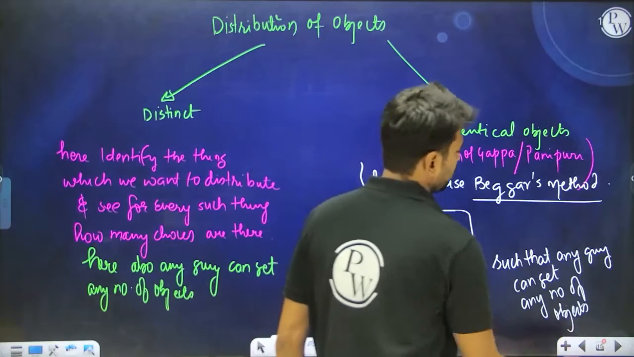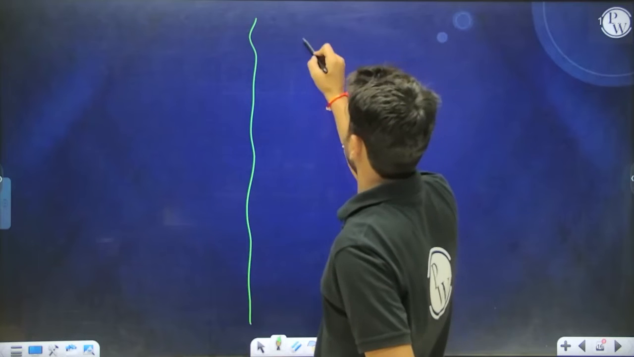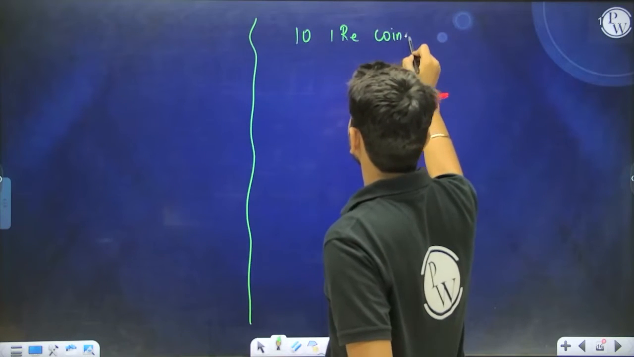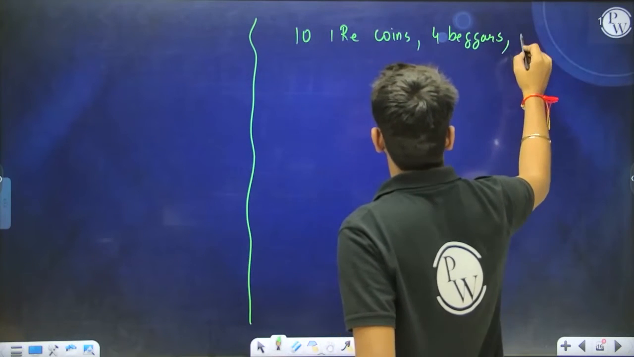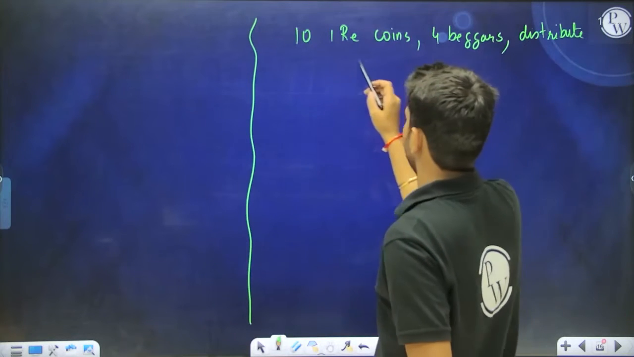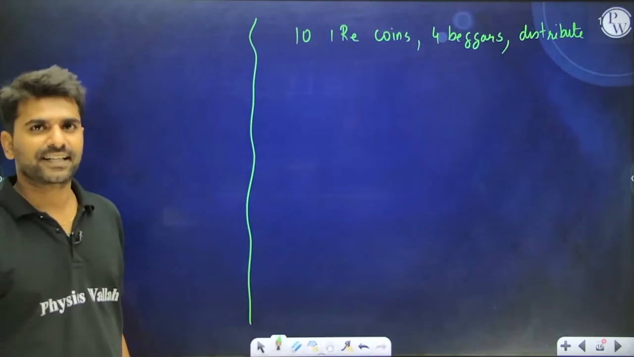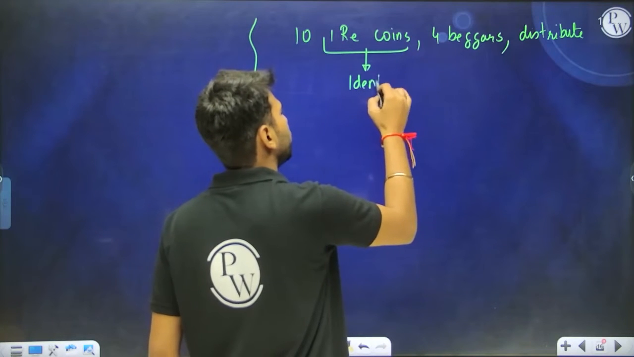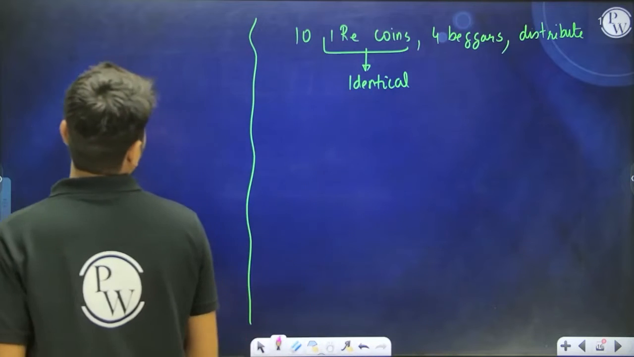So let's say that you have 10 one-rupee coins. There are 4 beggars standing in front of you. Distribute them. In how many ways can the distribution be done? Now all the 1 rupee coins are identical. So all the 1 rupee coins are identical, so this problem is going to be of the identical type.